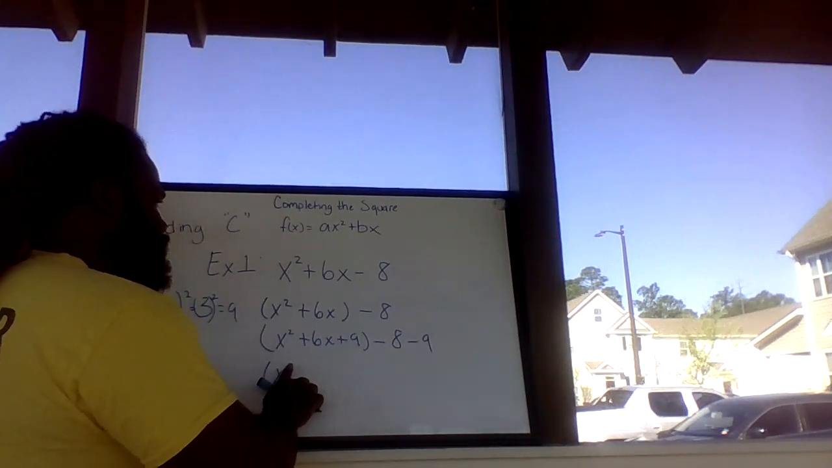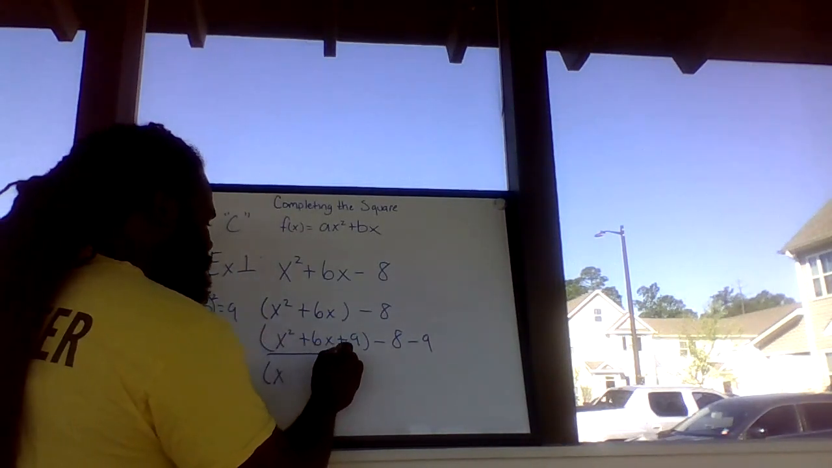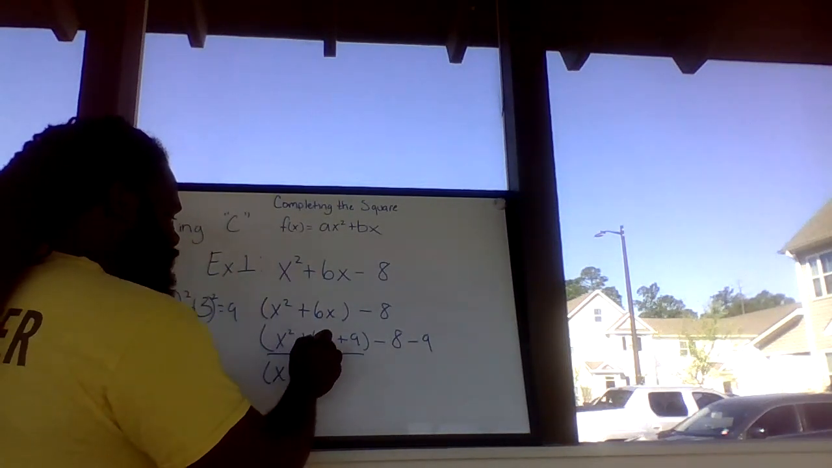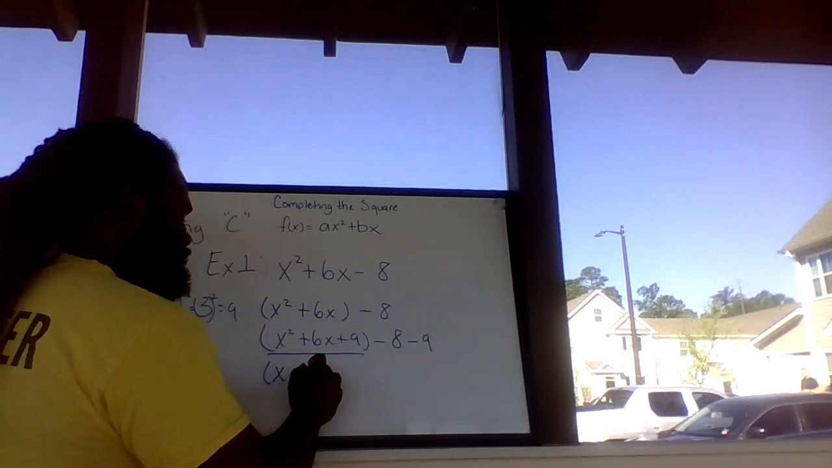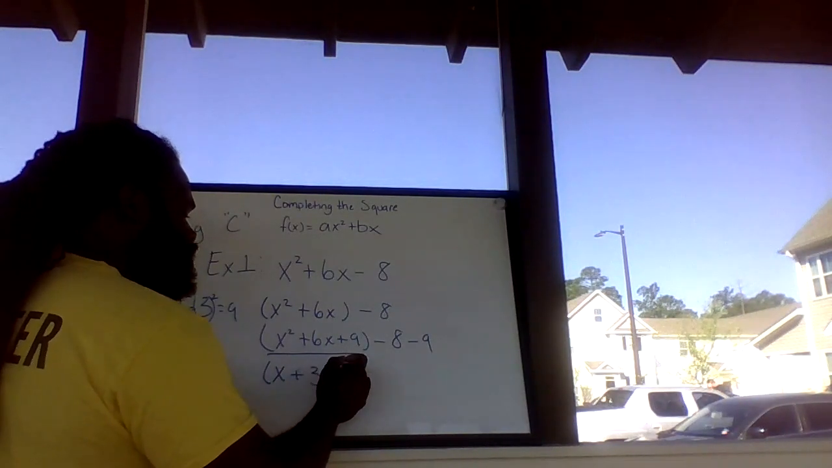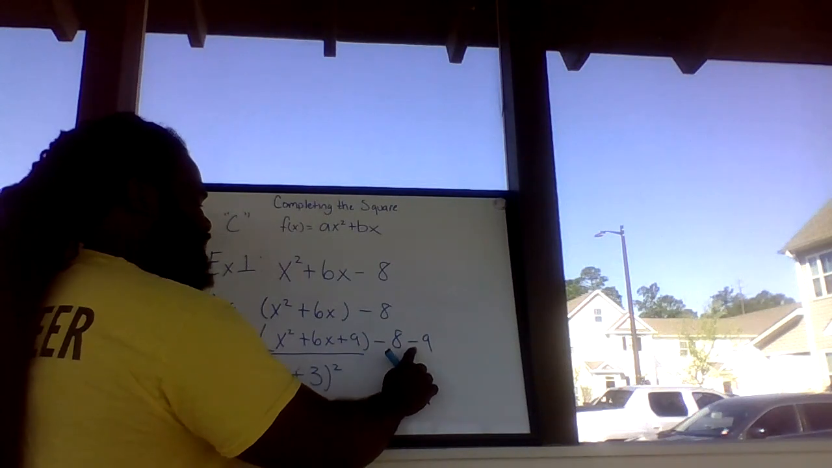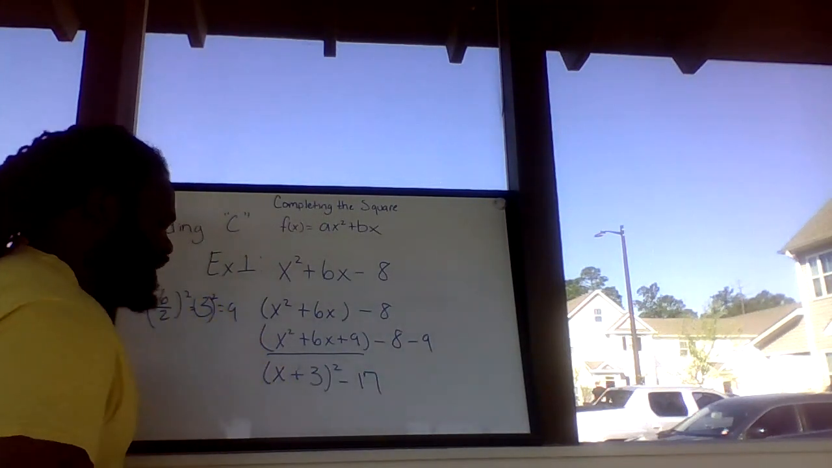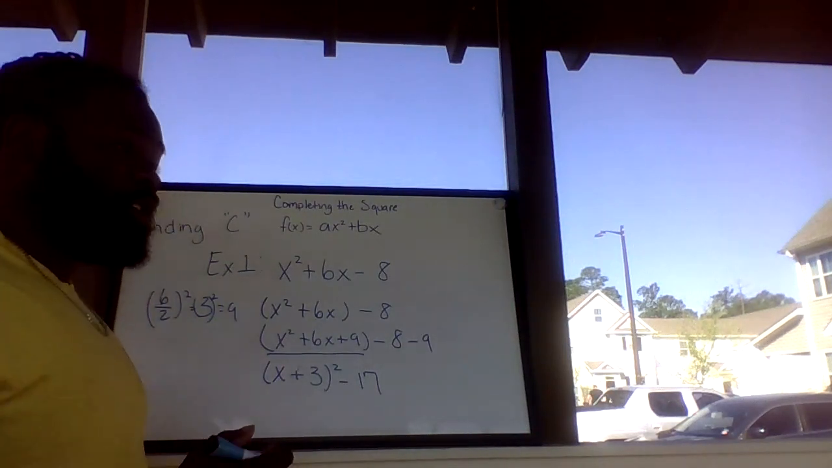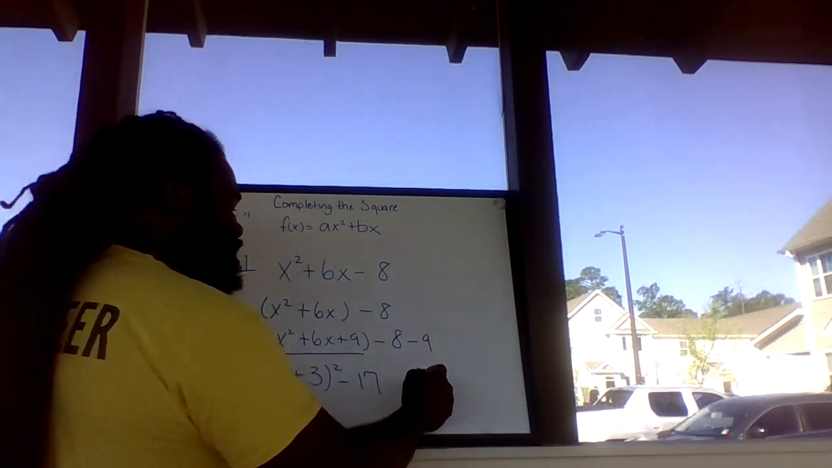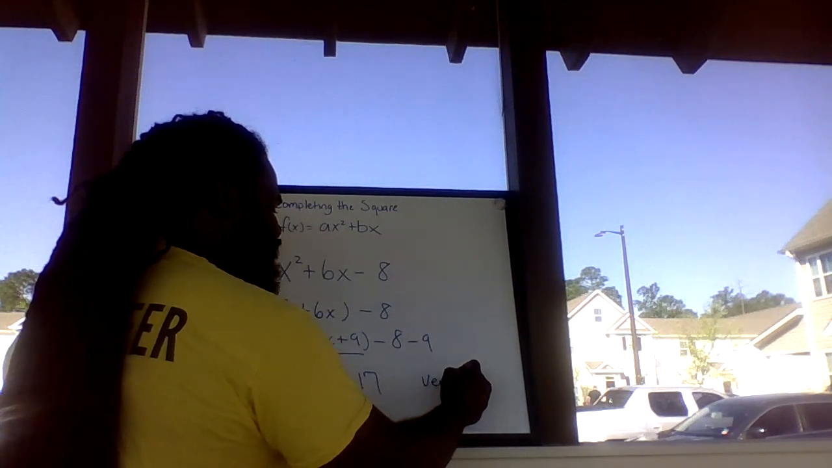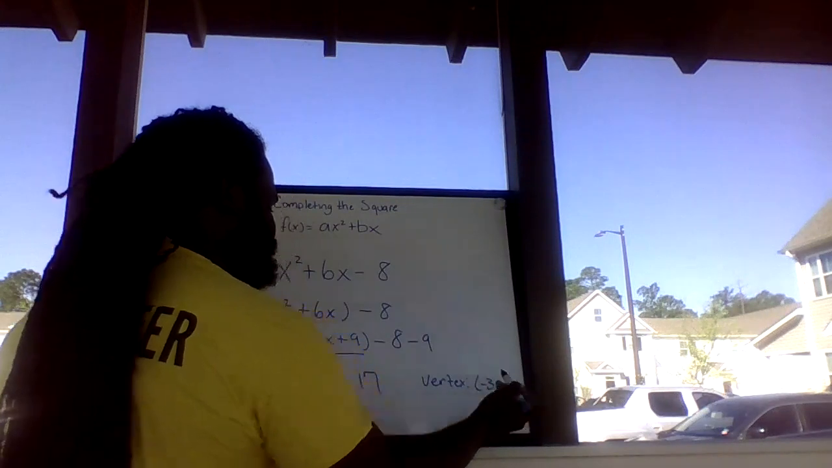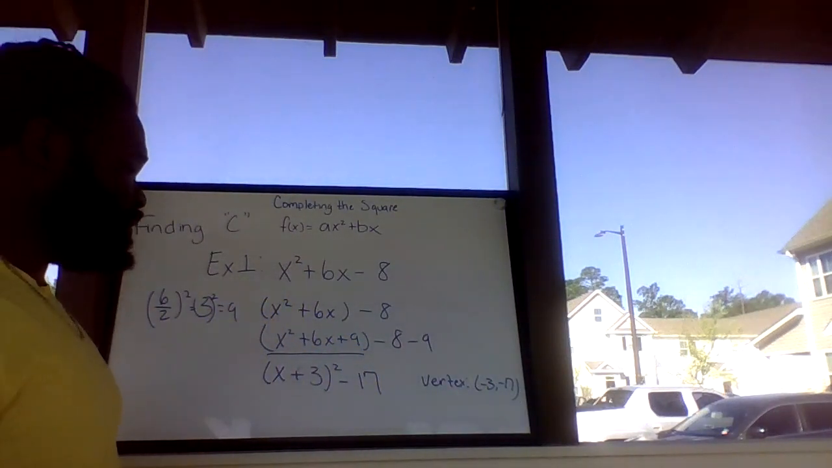So now what I want to do is write this in factored form. That's going to give me x plus, I got a positive 6, so half of 6 gives me 3, squared. On the outside, I have a negative 8 and a negative 9, which gives me minus 17. Now I have it written in vertex form. And now I can write my vertex. My vertex would be negative 3, negative 17.